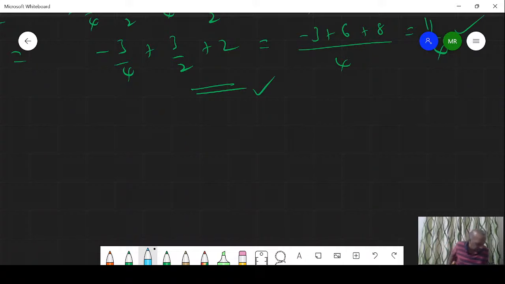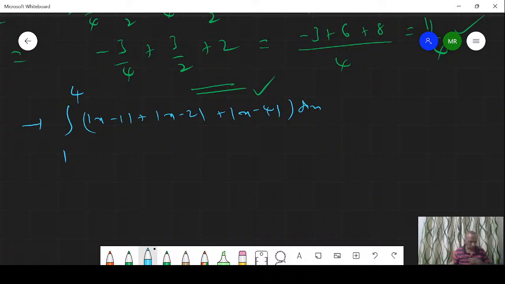Don't miss this. See the next problem. Integral 1 to 4 of mod x minus 1 plus mod x minus 2 plus mod x minus 4, dx. This model is important. I have given it like this.